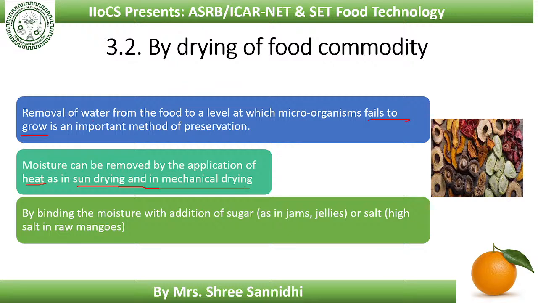So another method of drying is by binding the moisture with addition of sugar or salt. So in this method what do we use? We use the process of osmosis, okay, where water moves from lower solute concentration to higher solute concentration. Okay, some examples are jams, jellies, or pickled mangoes, etc.